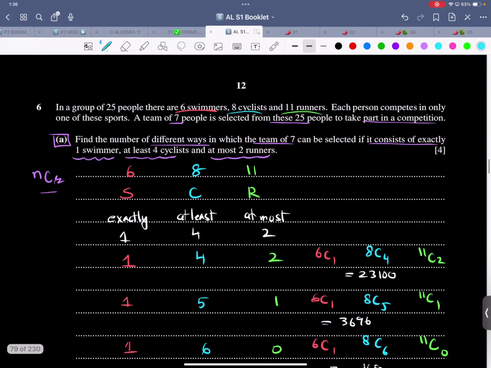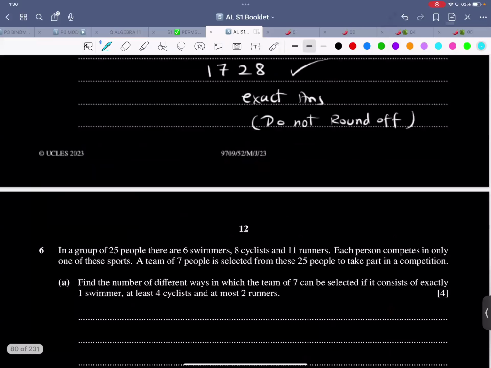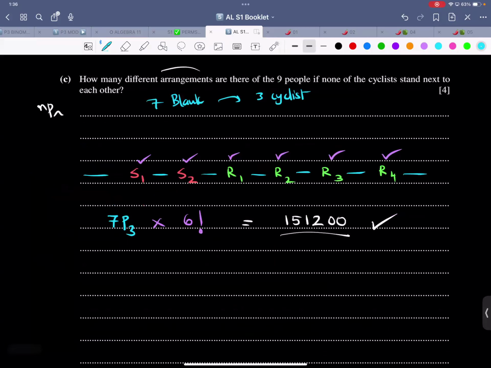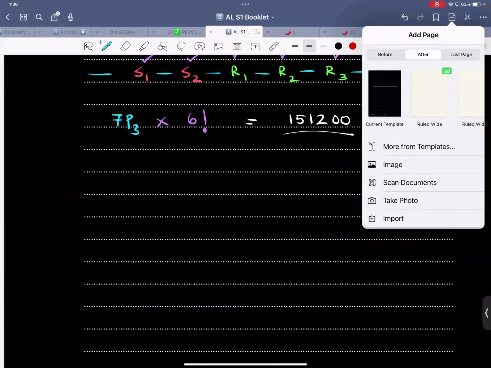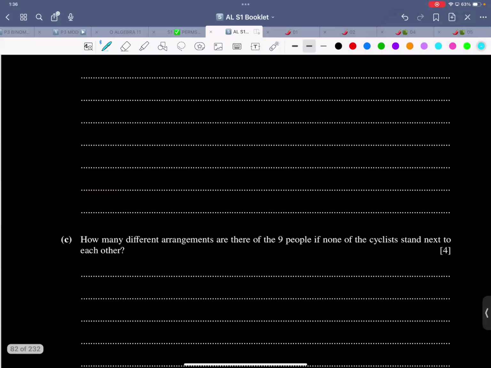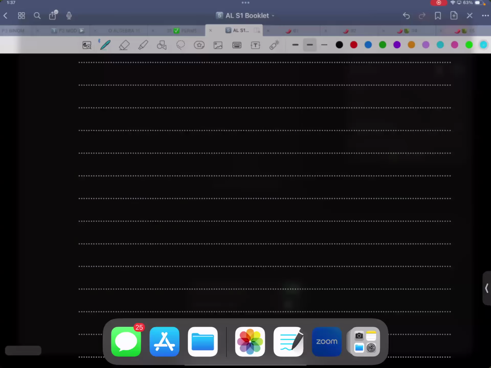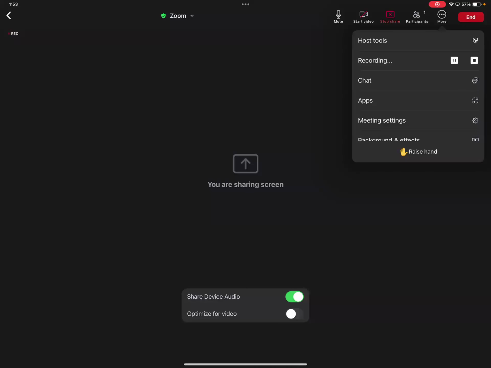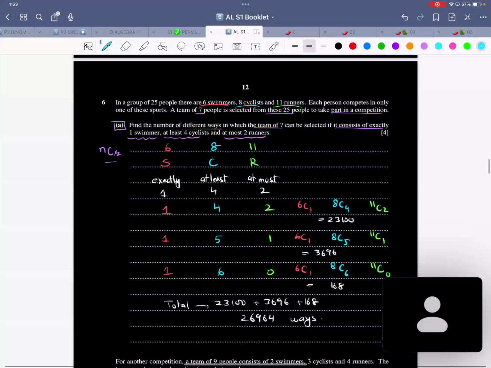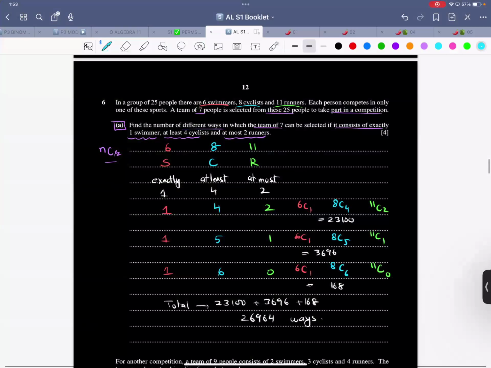Okay, now let me just add this page over here. And let me just add one thing over here. And let me send you these 2 pages so you can try it out. Then we will look at the solution. I'll just pause the recording. So now let's look at this question.